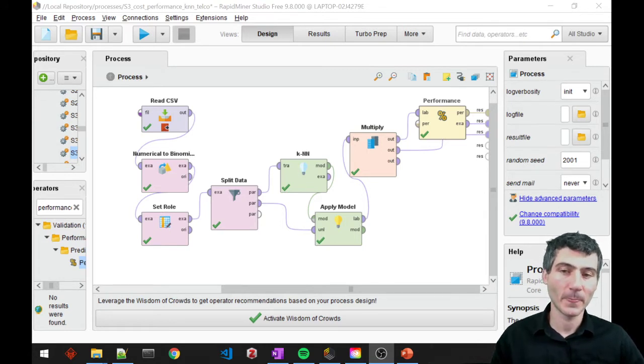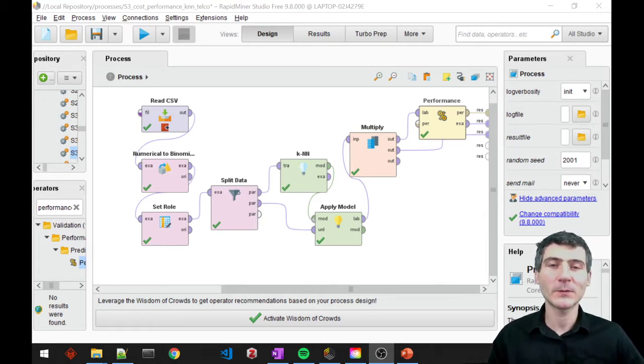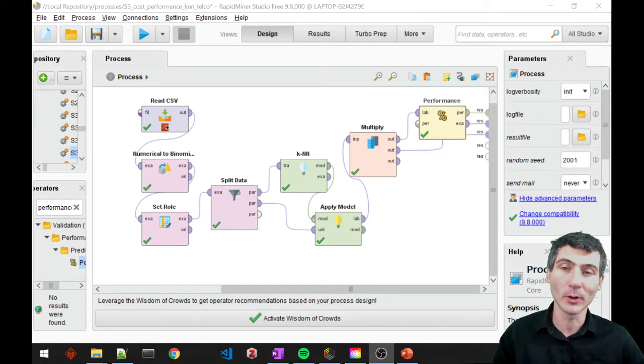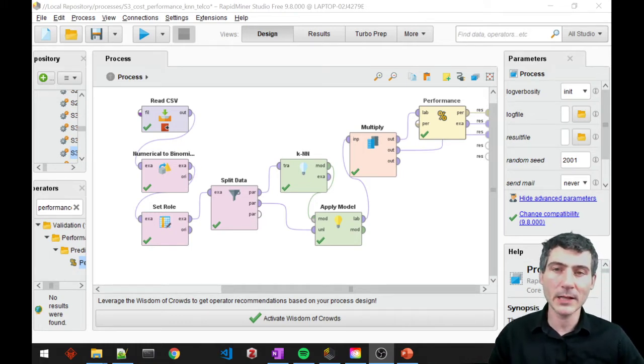As you already know, classification models make mistakes, and there are lots of metrics to measure the performance of your model. But in business, all these mistakes have different values, different costs associated with them, right? So let's check how we can do cost performance analysis in Rapidminer.